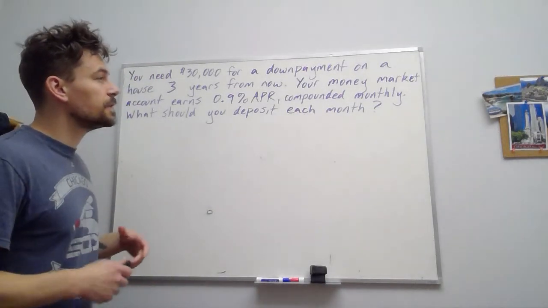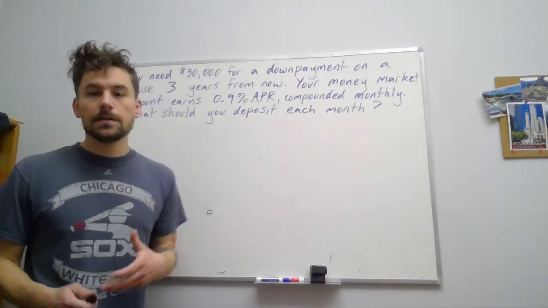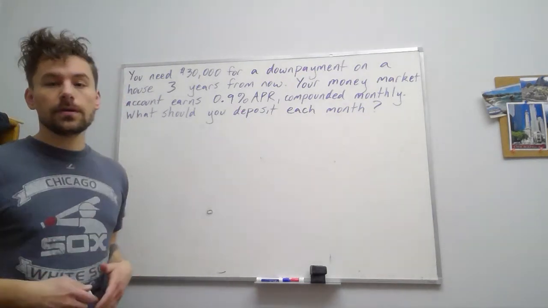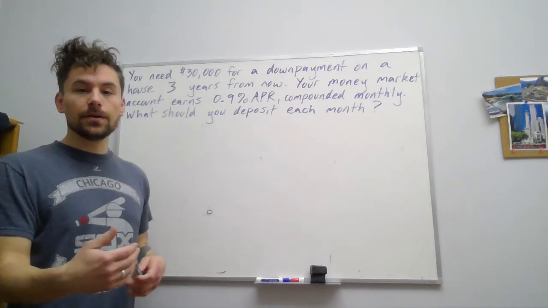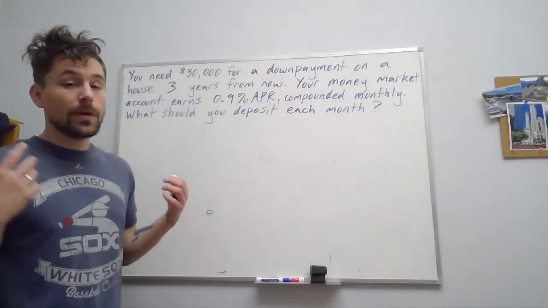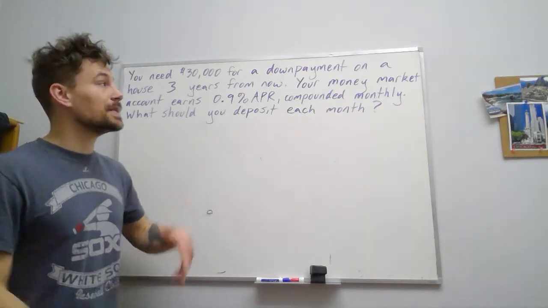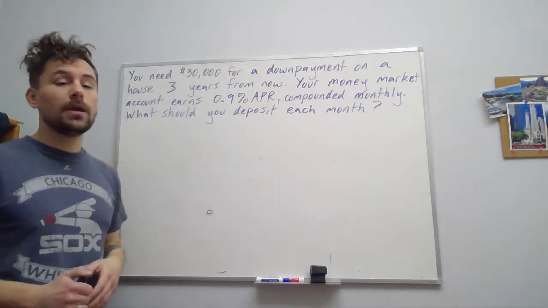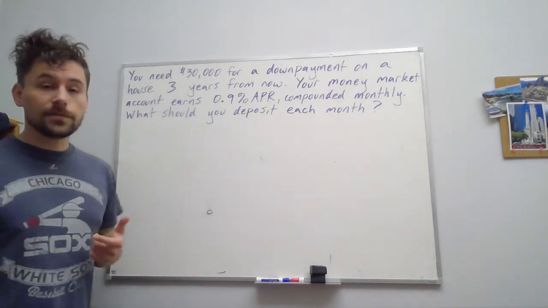Okay, so sometimes instead of making monthly deposits, knowing what that is and then determining future value, we kind of want to work the other way. So we need a future value or an account balance in the future, some goal we're trying to reach. We want to know how much should I be depositing. So in this case, we need $30,000 for a down payment on a house 3 years from now.